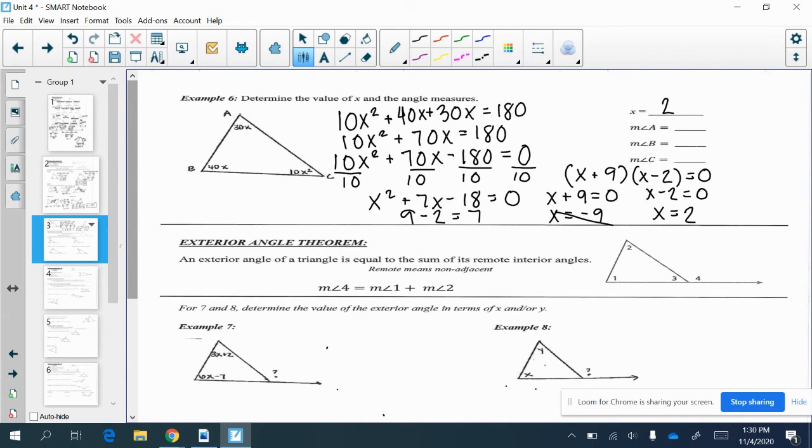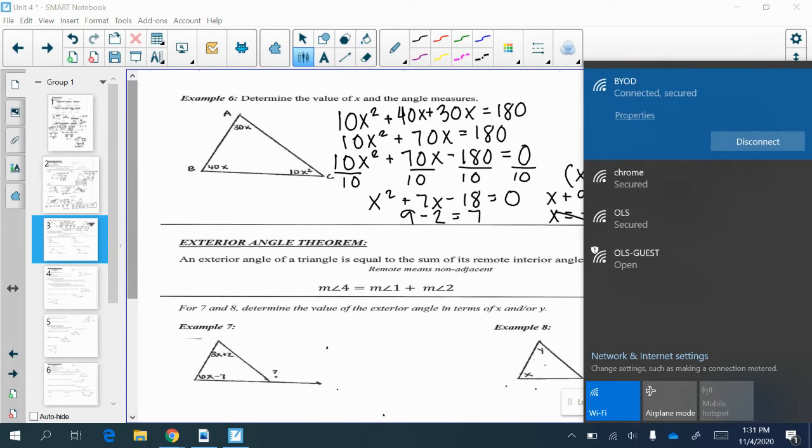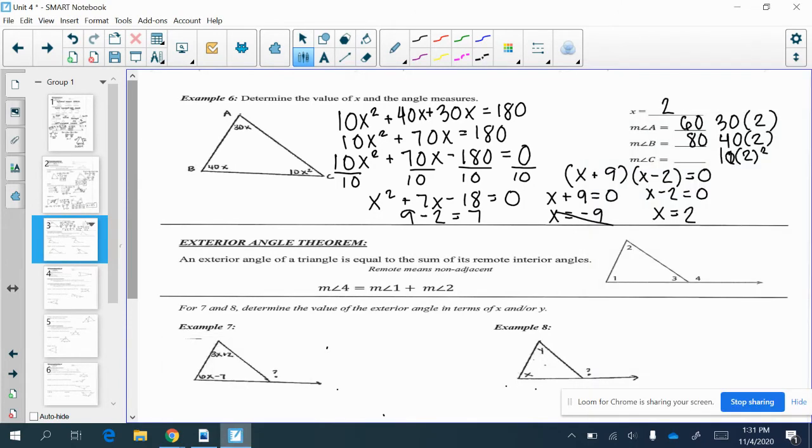Then to find the measure of angle A, 30 times 2 is 60. Measure of angle B, 40 times 2 is 80. And the measure of angle C is 10x squared, so 10 times 2 squared, which ends up being 40. So that's 40. All right, we're almost done.